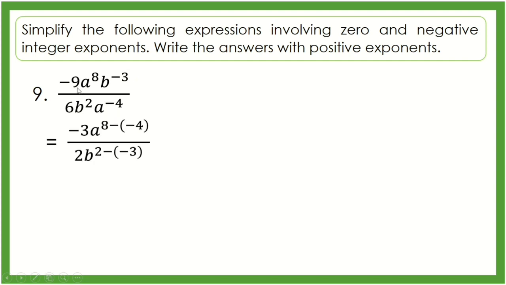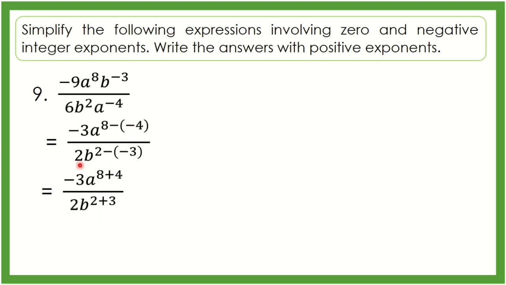Okay, so, negative 9 over 6, pwede nating isimplify, that is equal to negative 3 over 2. And then, apply natin yung quotient rule. So, parehas ang base, ang a raised to 8 at saka a raised to negative 4. So, we have a raised to 8 minus negative 4 all over b squared minus negative 3. Simplify, we have negative 3a. So, magiging 8 plus 4. Negative times negative 4 is positive 4.